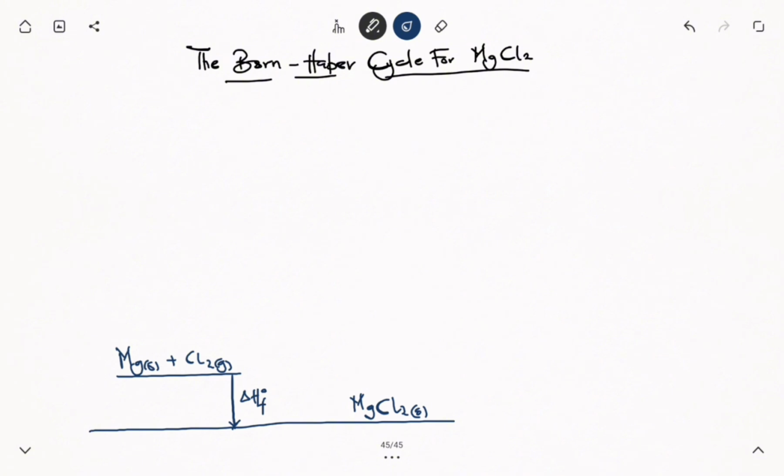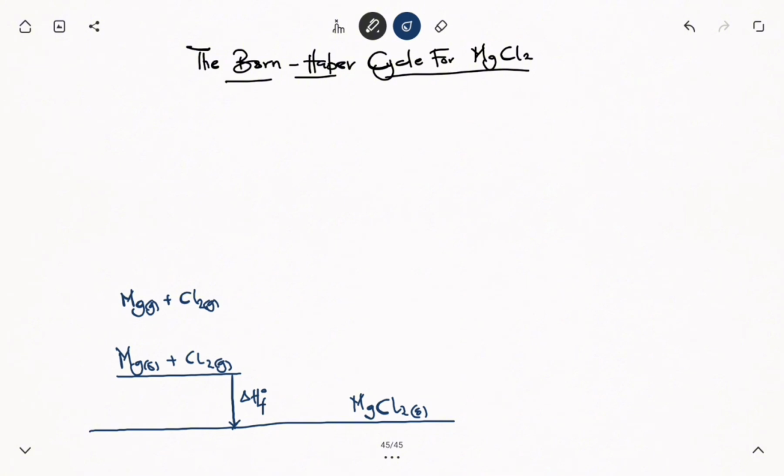Now for any Haber cycle, the things you need to look at are first the atomization and then the ionization. Now we are going to take the metal first, so let's take magnesium. We want to atomize magnesium to make it a gas. So if we do that, we are going to have magnesium in a gaseous state. Okay, now we have chlorine gas.